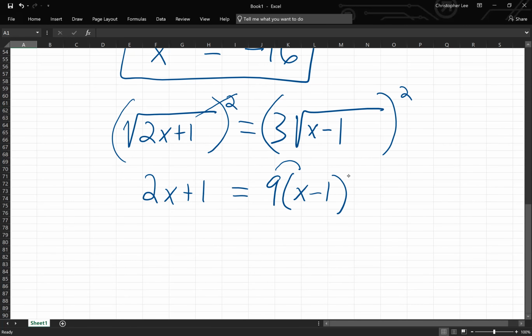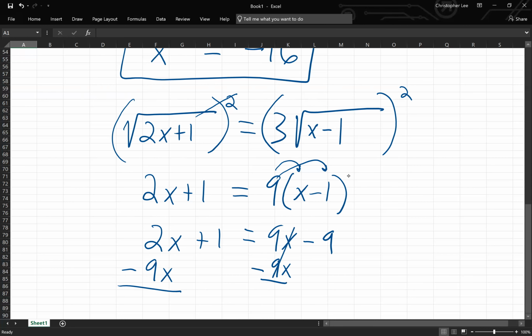And then after that, just distribute, combine like terms, x is on one side, numbers on the other, and that's it, right? So I have what? 2x plus 1, so 9x minus 9, right? And then I'm gonna move my x over here. So I'm gonna subtract 9x from over here. What I do to one side, I gotta do to the other. And then I'm going to subtract 1 from over here. What I do to one side, I gotta do to the other.